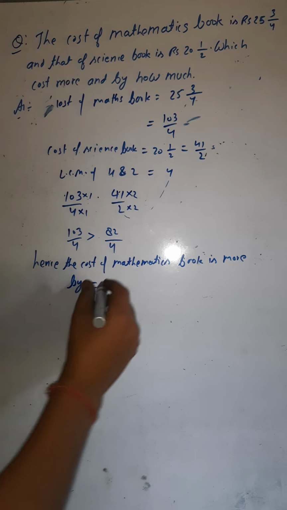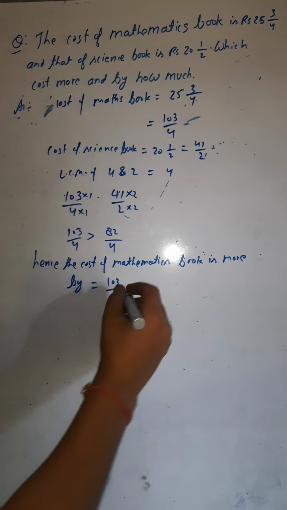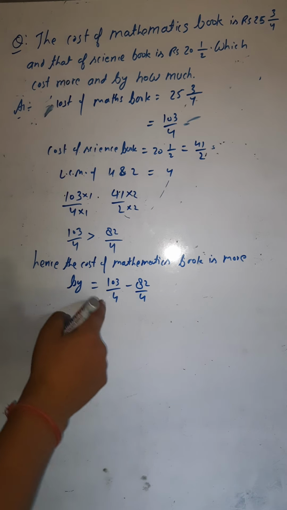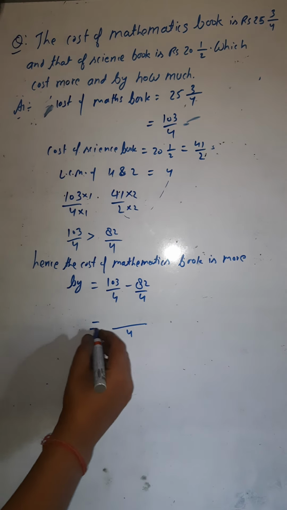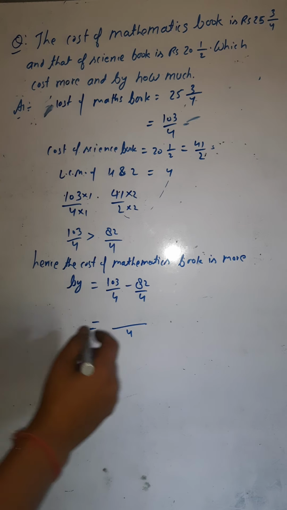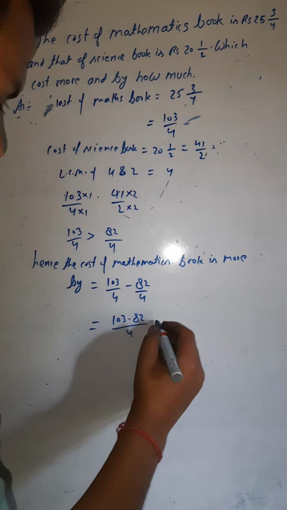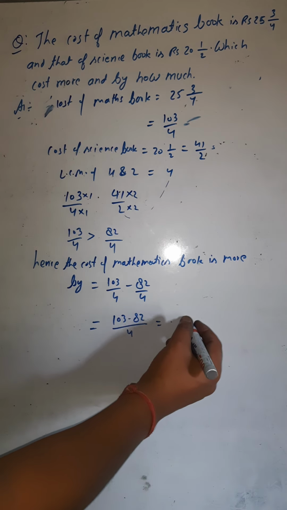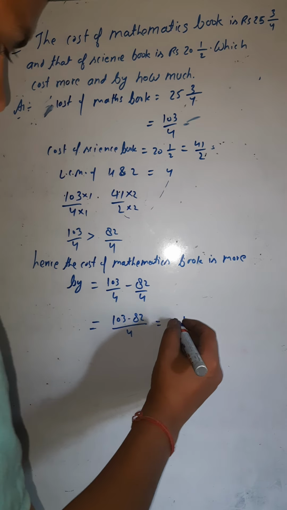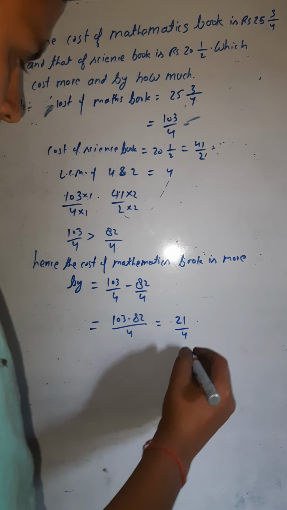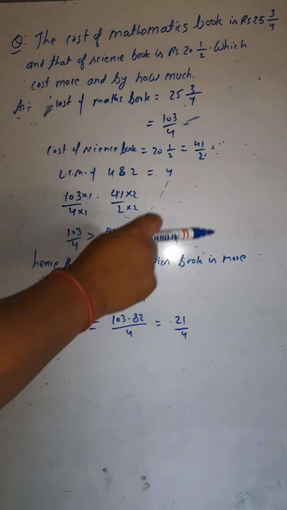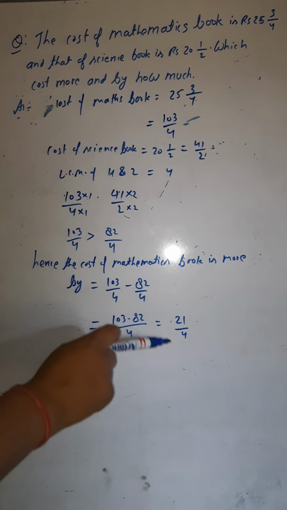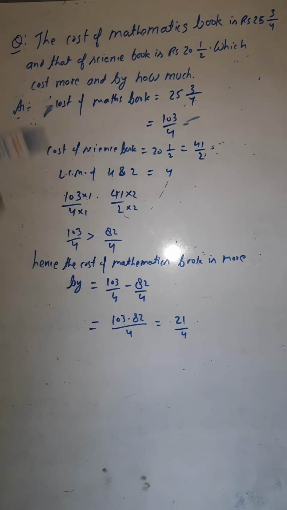By is equals to, you are going to subtract both these. 103 by 4 minus 82 by 4. Both have the same LCM. Just subtract it. Same denominator. So subtract it. 103 minus 82. So you are going to get how much? 3 minus 2 is 1 and 10 minus 8 is 2. So 21 by 4. So the cost of mathematics book is more, and how much more? It is 21 by 4 more than that of science book. Are you getting it? This is how you do this one question. Just note this down. Then we will be doing the next question.